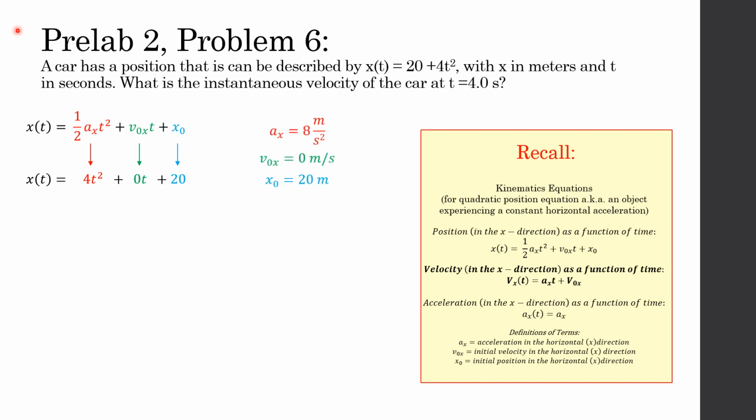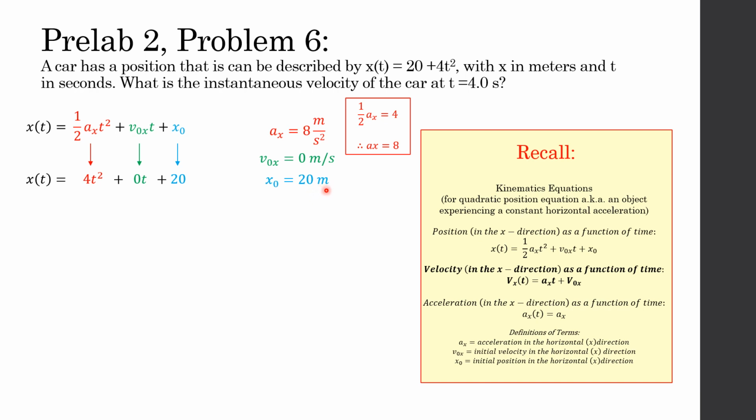Now to summarize that, that means our acceleration is 8 meters per second squared. If you're wondering where that came from, we know that this term here, 1/2 ax t squared, well, 1/2 ax is equal to that coefficient, right? So we know that that's 4. 1/2 ax is equal to 4. That means that ax must be equal to 8 because 1/2 times 8 is equal to 4, okay? The next term, super easy, we know that that's 0. We've established that we have no initial velocity. Then the last term is our initial position, which is 20 meters, okay?